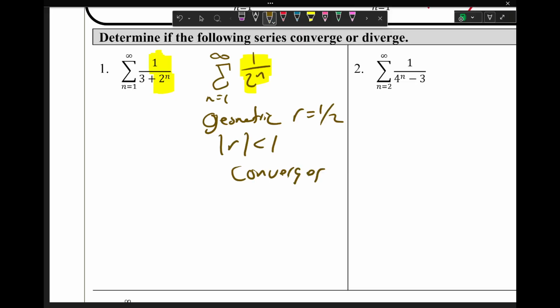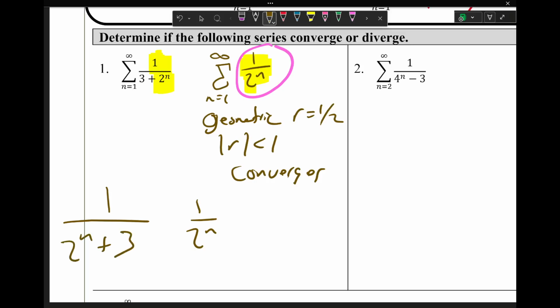How that is helpful is now I'm going to compare these two things. I know this converges. If this is bigger than something that converges, then I didn't learn anything, because if it's bigger than something that converges, it could be going to infinity itself. But if it's less than something that converges, then I know this converges also. So one of these is 1 over 2 to the n. One of these is 1 over 2 to the n plus 3. Which one of these is bigger?